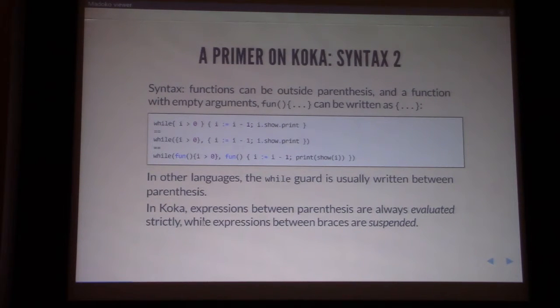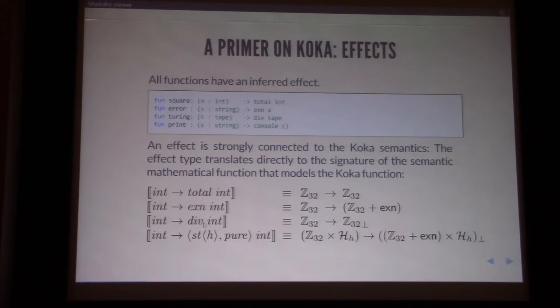All right, so that's Koka. Let's go to maybe one more thing about Koka. So Koka is a truthful language. So for every function, it infers an effect too. So it says square is a function that takes an integer, and it delivers an integer, and it's total. So when it's total, you can also leave out the word total. So then it would just be int to int.